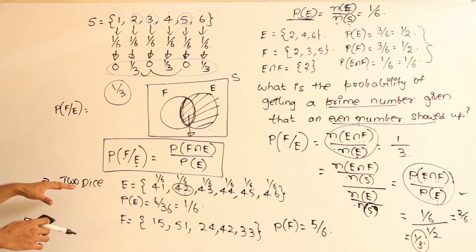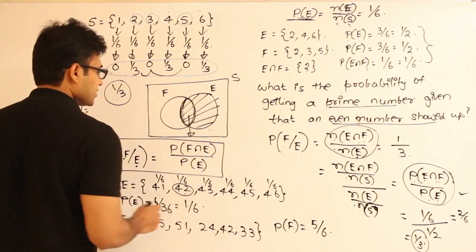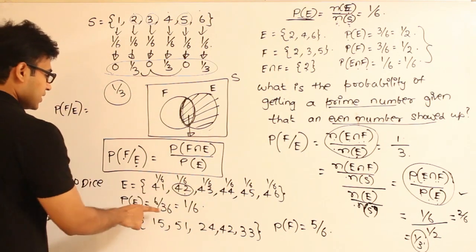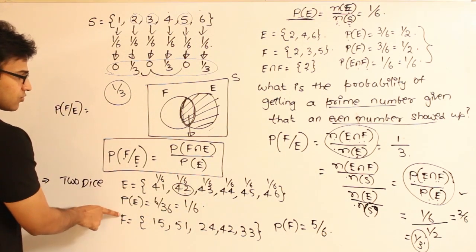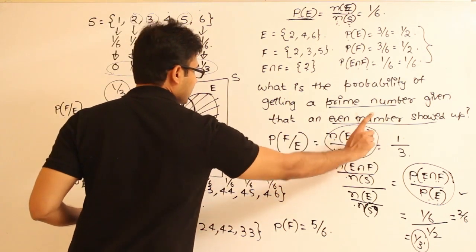Otherwise the second method is you can count the number of elements. How many elements are there? 6 elements. And then how many elements are there in E intersection F? Only one element, which is 4 2. Therefore you can use this method, which means 1 by 6.